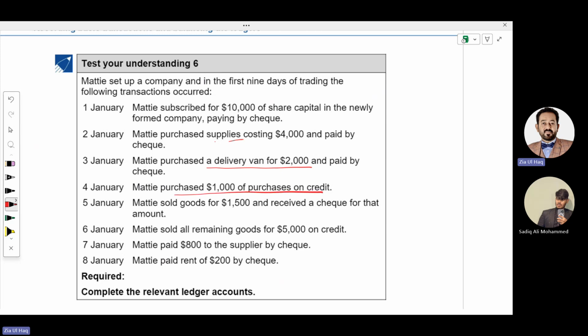Purchase 1,000 of purchases on credit. Purchases debit, payable credit. Sold goods 1,500 and received a check for that amount. Bank debit, sales credit. Sold all remaining goods for 5,000 on credit. Receivable debit, sales credit. Paid 800 to the supplier by check. Bank credit, supplier debit, payable debit. Paid rent 200 by check. Rent expense debit. What credit? Bank credit.